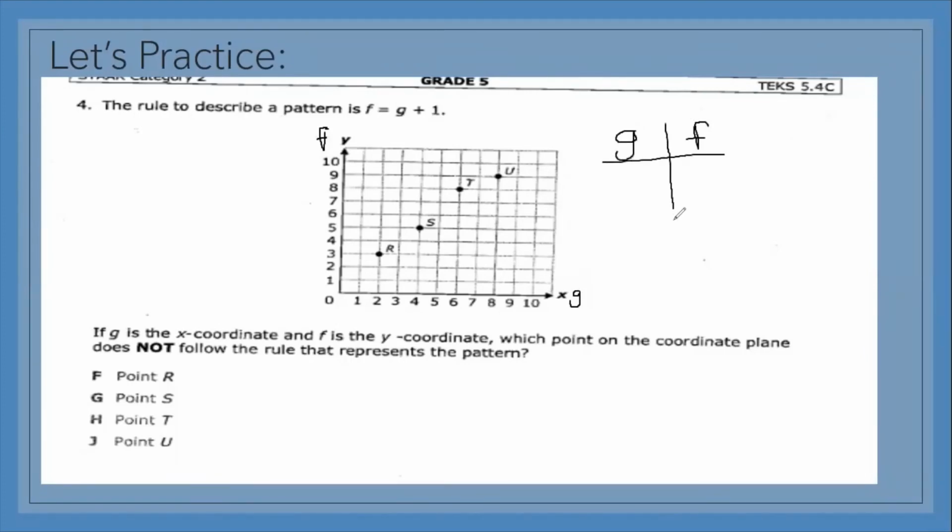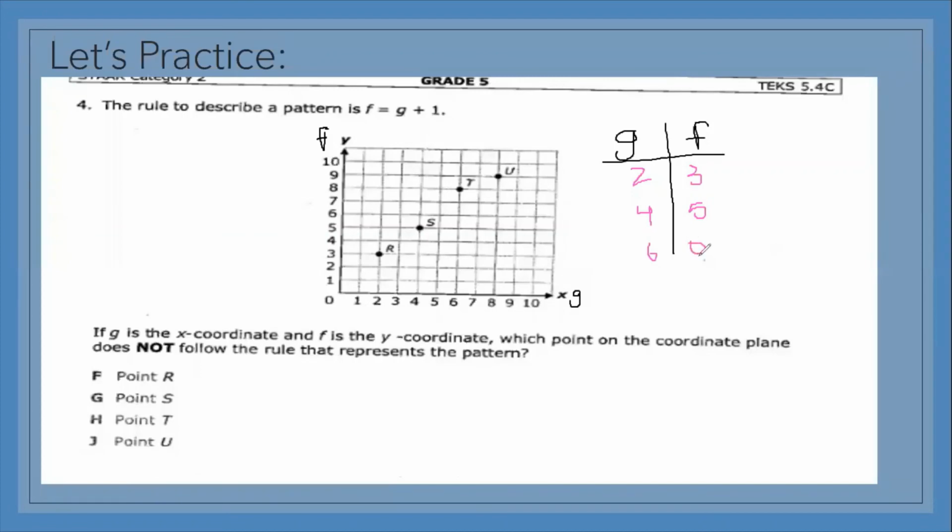Okay. So let's go ahead and plug in our coordinate points. What coordinate point am I at when I'm at point R? 2, 3. How do I read that? 2, 3. Good. What about point S? 4, 5. Okay. What about point T? 6, 8. Okay, and what about point U? 8, 9. Good.